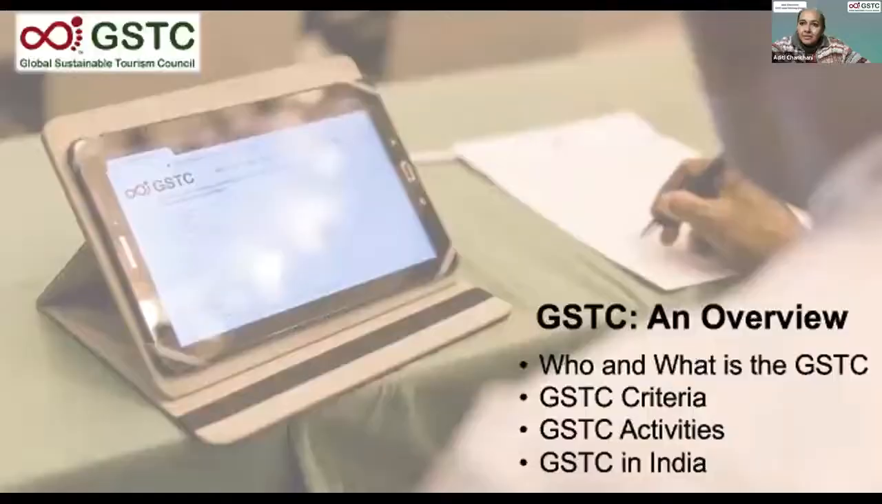Excellent. Thank you, Aditi. Thank you for the introduction. And so welcome to everybody. What I will be doing now is taking everybody through who and what is GSTC, the GSTC criteria, and I'll explain the criteria. What are the activities of GSTC at a global level, and what are the activities of GSTC at an India level? So let's launch directly into it.